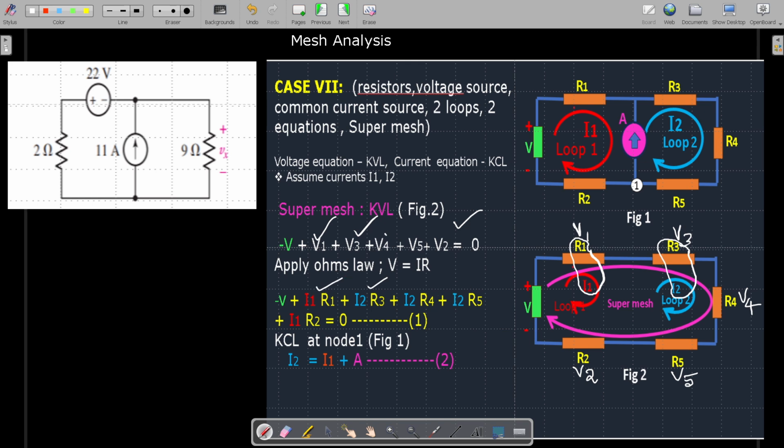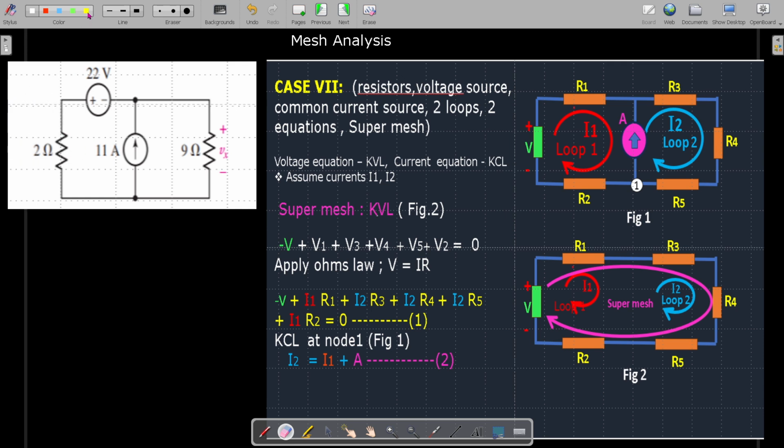Then you go through V4. This V4 is again the product of I2 and R4, so we replace V4 by I2 R4. Then we go through V5, and this V5 is again the product of current I2 and R5, so we replace it by I2 R5. And V2 is to be replaced by the product of the I1 current and R2, so it is I1 R2. So we have written the voltage equation replacing the voltages by IR. Okay, so it is over now. We got the first equation.